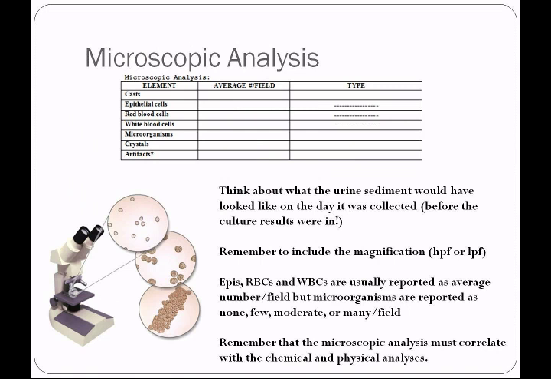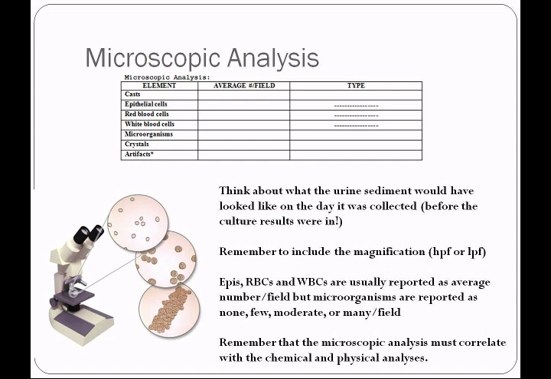Finally is the microscopic analysis. So think about what the urine sediment would have looked like on the day it was collected, before the culture results were in. Remember to include the magnification. That's what we mean by number per field. HPF is high power field. LPF is low power field. Epithelial cells, red blood cells, and white blood cells are usually reported as average number per field.